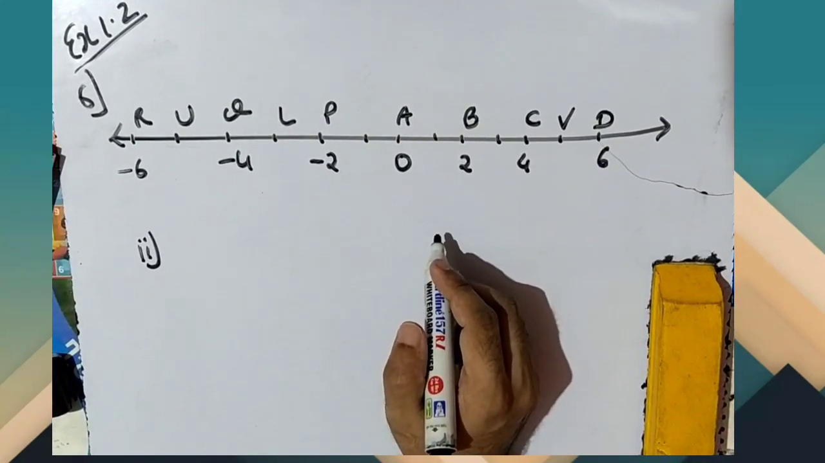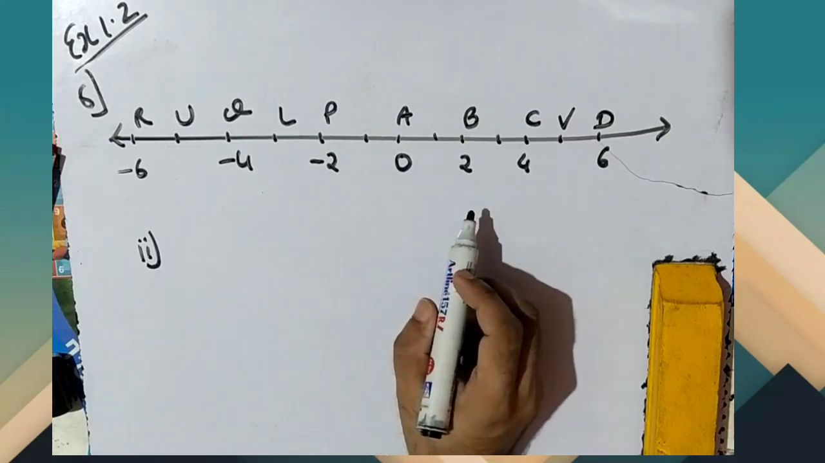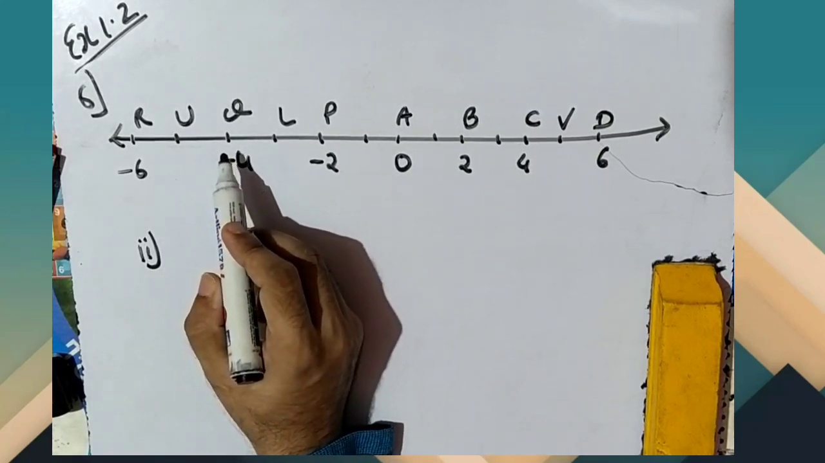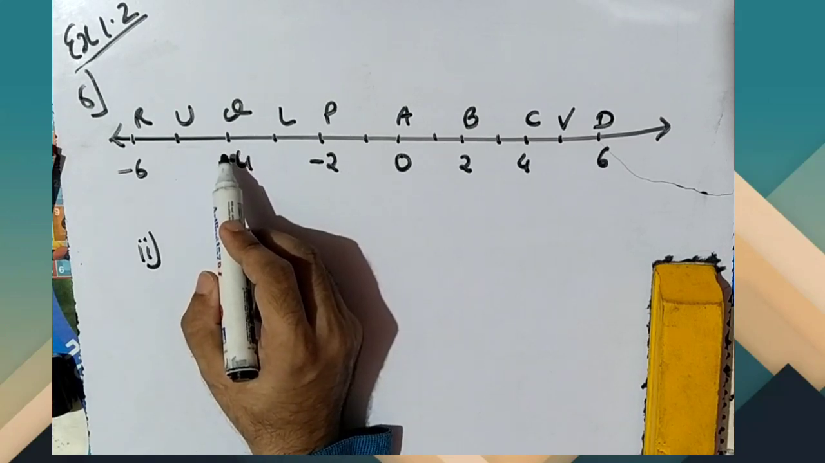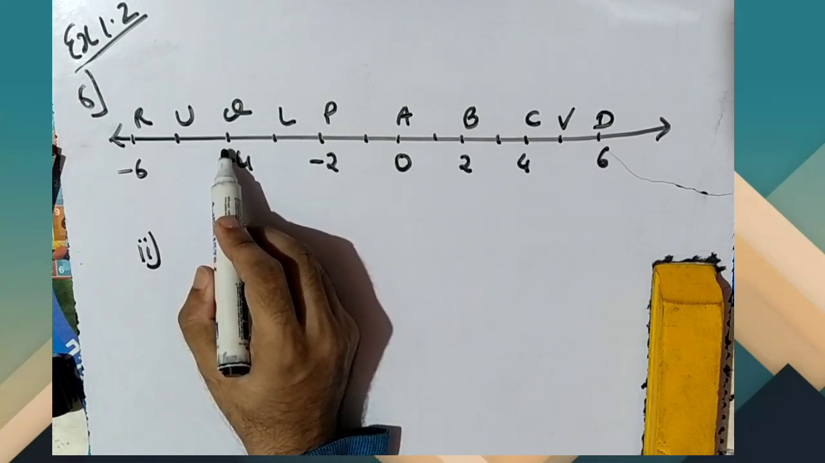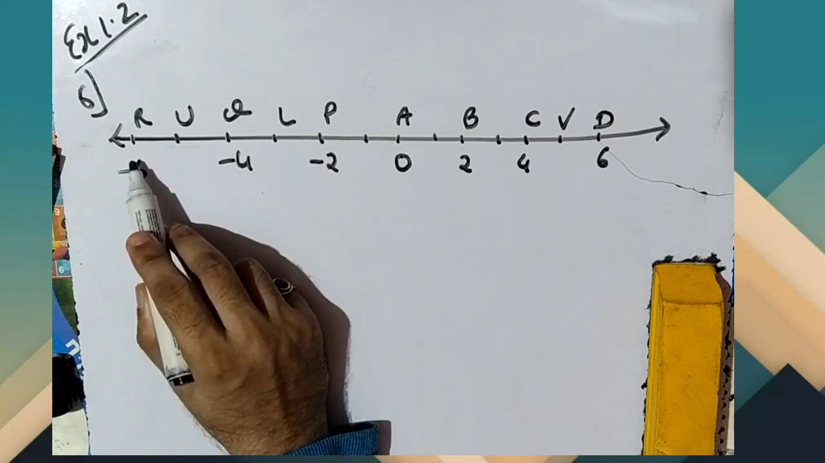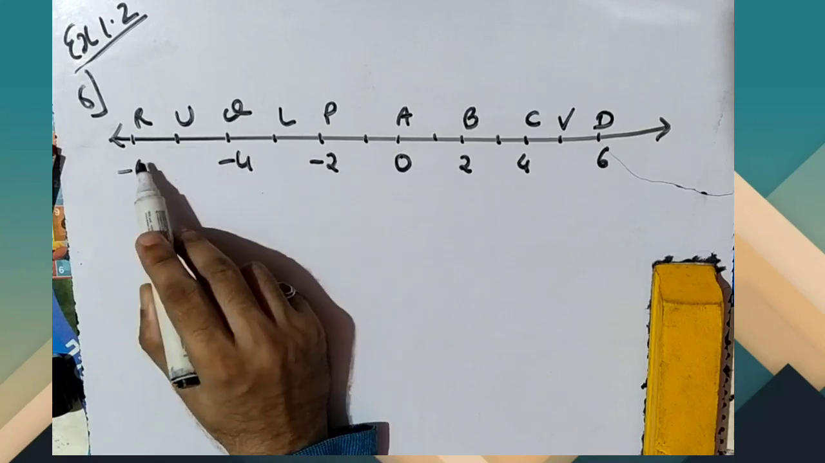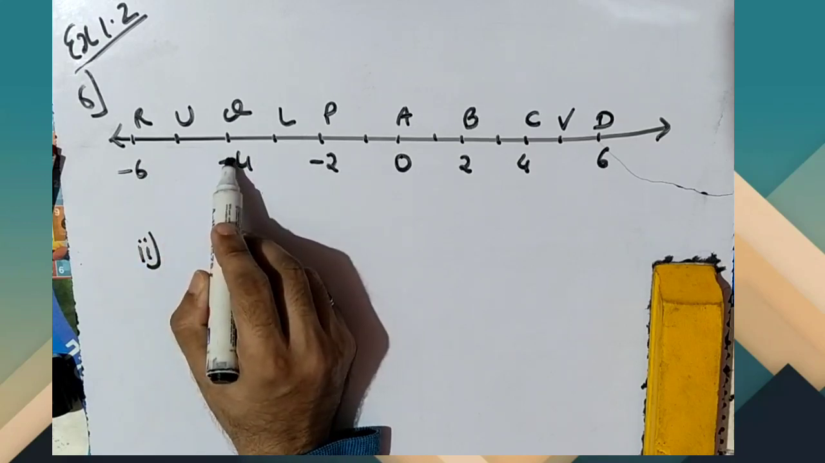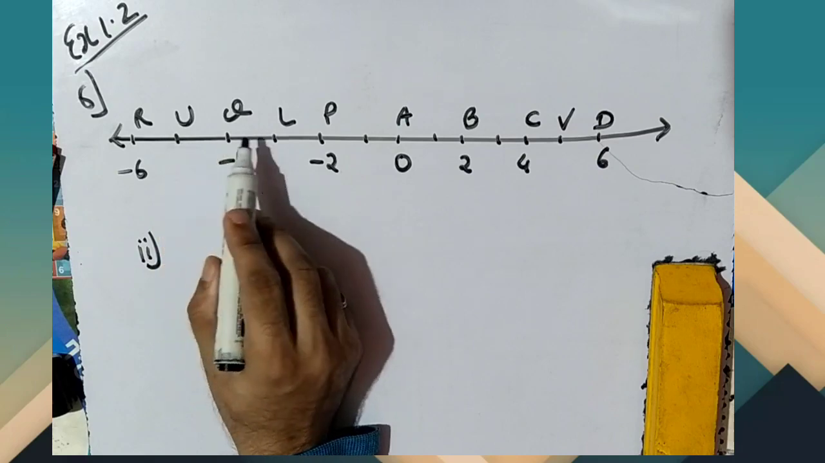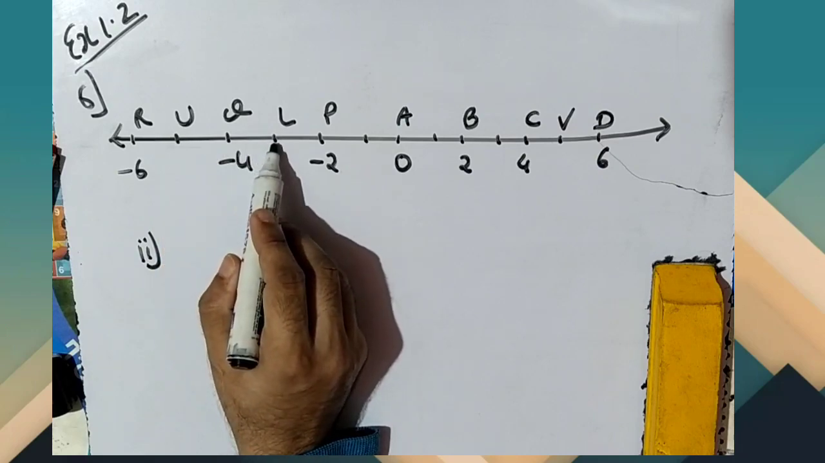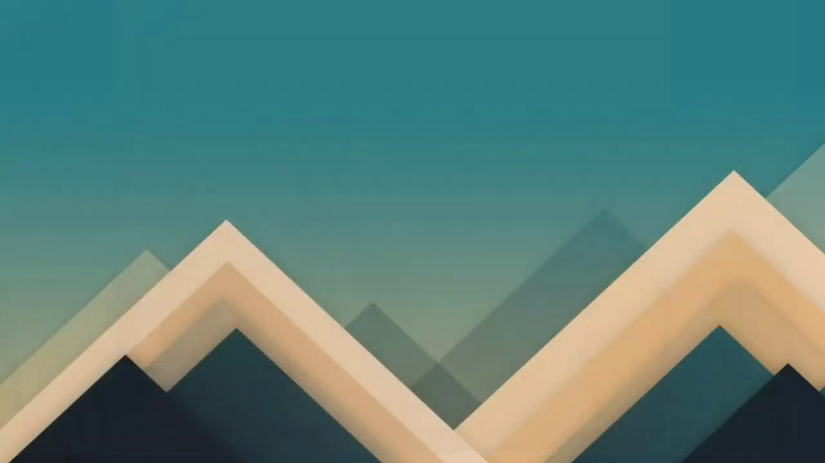Second question is, write a pair of points equidistant from point Q. As I told you, equidistant means equal distance. So the points which are equidistant from point Q are P and R at a distance of 2 units. Also, points U and L are equidistant from point Q.